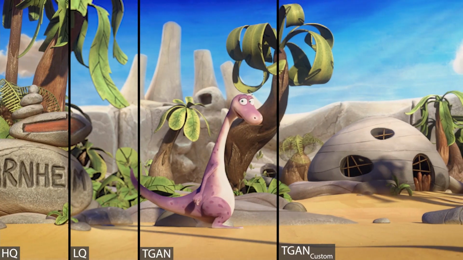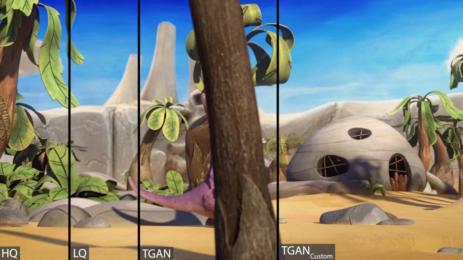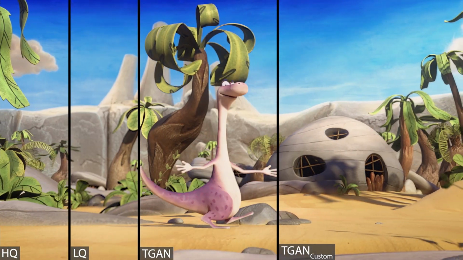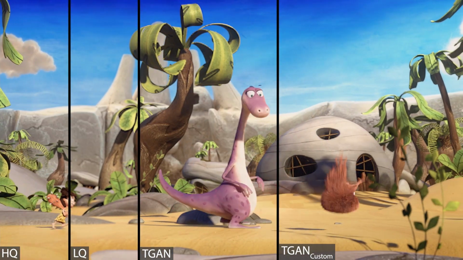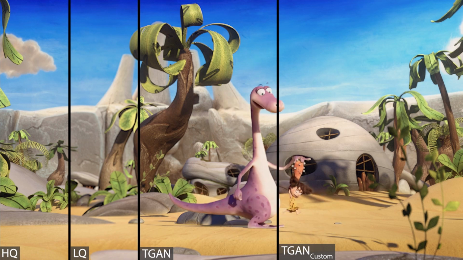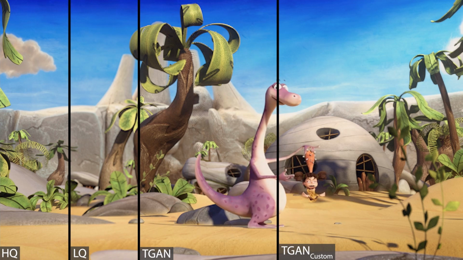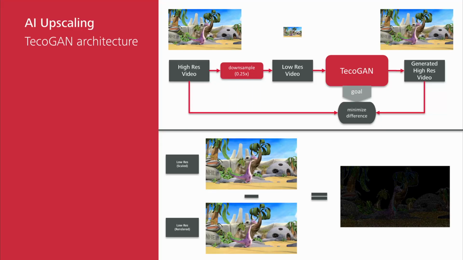We retrained a model with our own training data and could reduce artifacts and improve overall quality. But technically, there's still a difference between this application and a production use case. Looking at the original Tecogan architecture, the training works solely based on a high-resolution input video, which is downscaled via Gaussian filtering during the training process. The model then learns to recreate the original high-resolution input from the downscaled video.